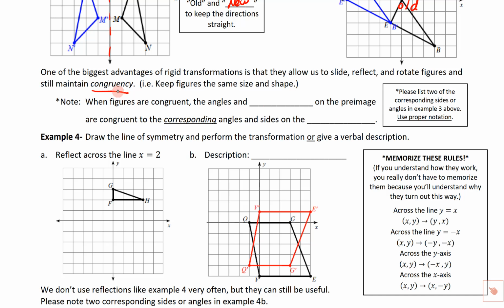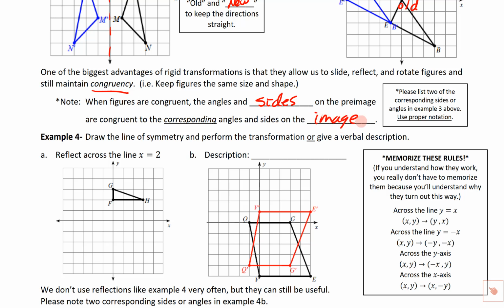And this is going to be a really big deal for the next little bit, for this unit and the next one. When we say congruent, remember, it just means it keeps the same size and the same shape. So when figures are congruent, the angles and the sides on the pre-image are congruent to the corresponding angles and sides on the image.